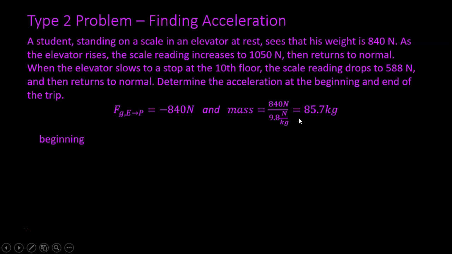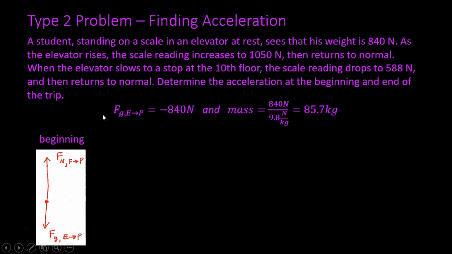Now we can go on and solve the problem. Let's work at the beginning of the ride first. We draw the force diagram. We have our two forces. We know since the elevator is accelerating upward, the normal force is going to be larger than the gravity force. We go ahead and write our vertical force equation. So the normal force plus the gravity force is equal to the passenger's mass times his acceleration vertically. We rearrange this equation for acceleration.